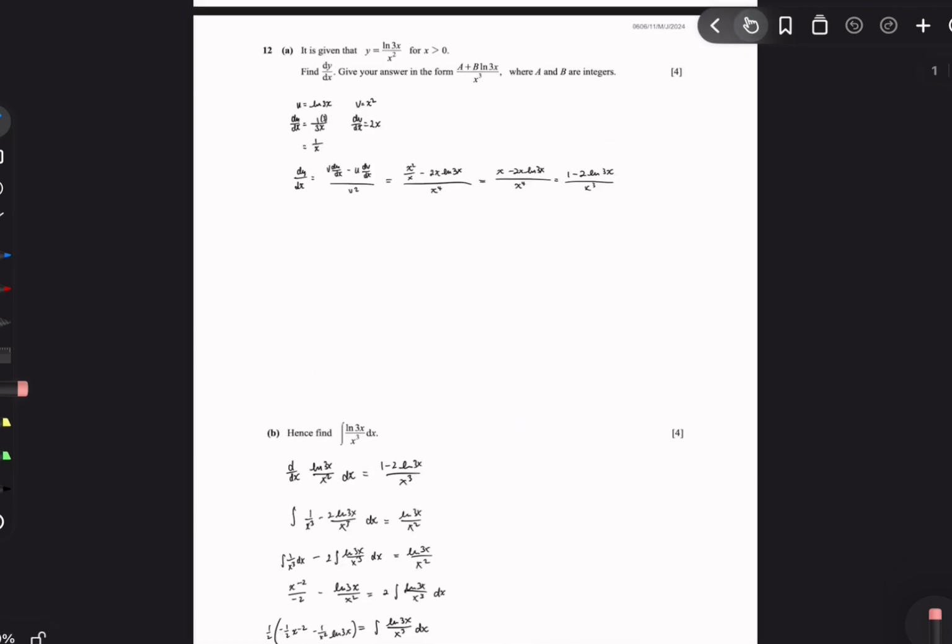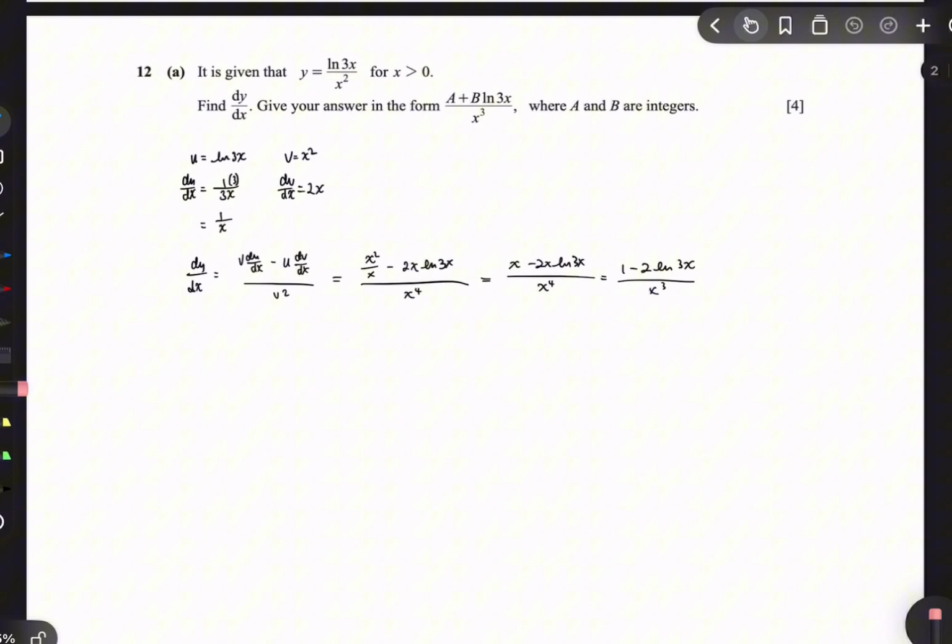So let's get started. Okay, first question. It is given that this equation for x is larger than 0. Find the differentiation of this equation and then give your answer in this form, where a and b are integers.